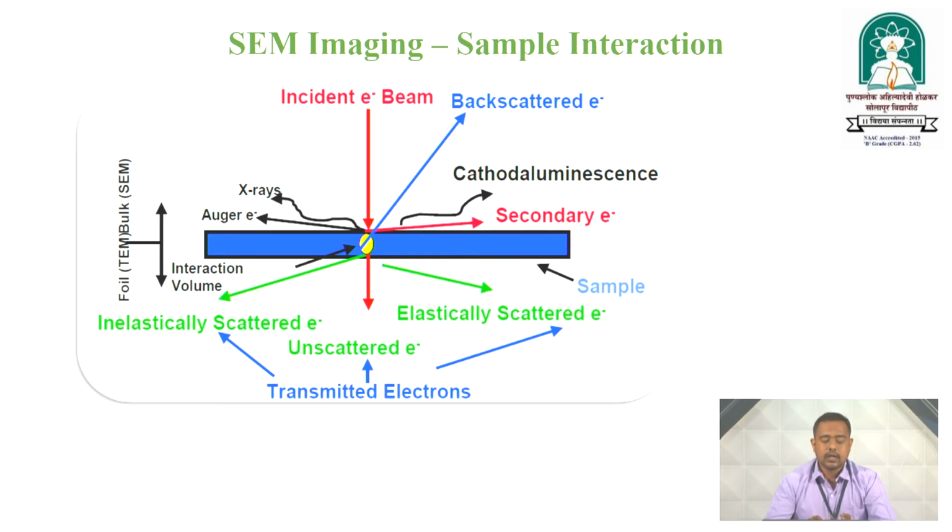Thereafter, elastically scattered and inelastically scattered electrons or rays we get at the detectors. But for scanning electron microscopy images, we only require the backscattered electrons and the secondary electrons.